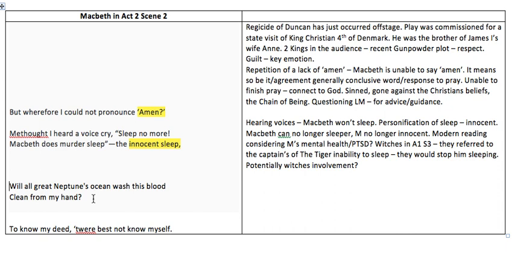Will all great Neptune's ocean wash this blood clean from my hand? So here's our first reference to hand. Okay, so I'm going to highlight that, and I'm going to also highlight the use of this metaphor of Neptune. So let's just start with hands.